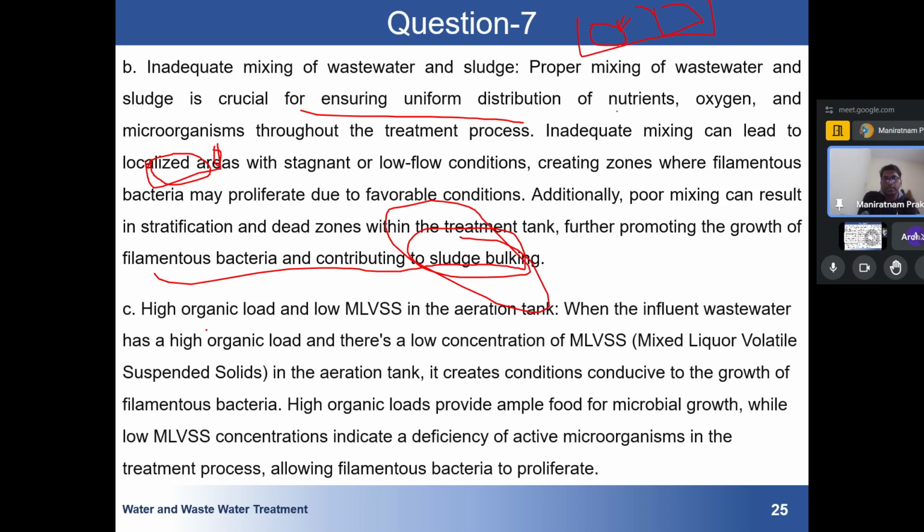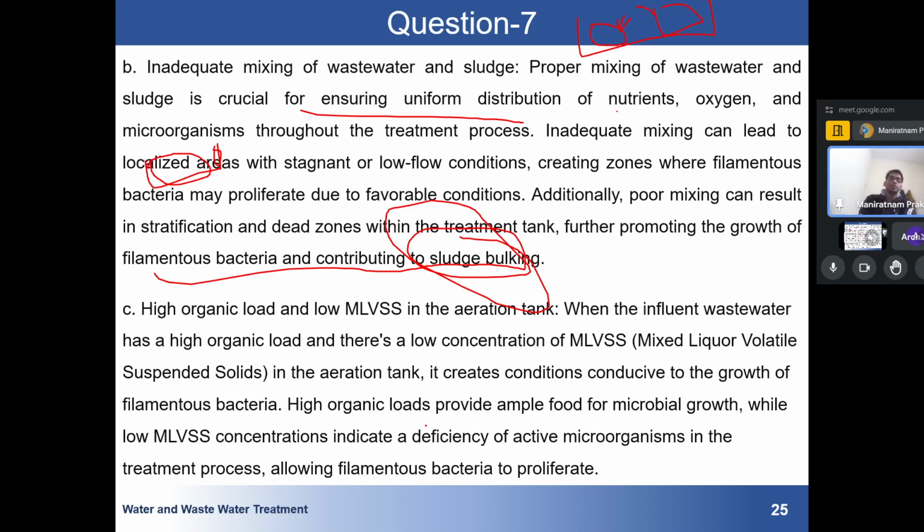C option is high organic load. High organic load means you are providing a high amount of food, and low MLVSS in the recent time. When the influent wastewater has high organic matter and there is low MLVSS, that is mixed liquor volatile suspended solids, in the recent time, it creates conditions conducive to the growth of filamentous bacteria. High organic load provides ample food for the microbes, while the low MLVSS concentration indicates a deficiency of active microorganisms in the treatment process, allowing the filamentous bacteria to grow and proliferate.